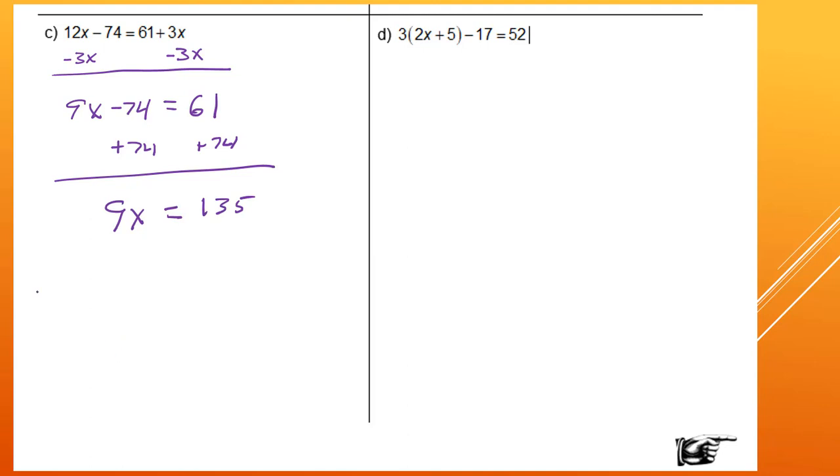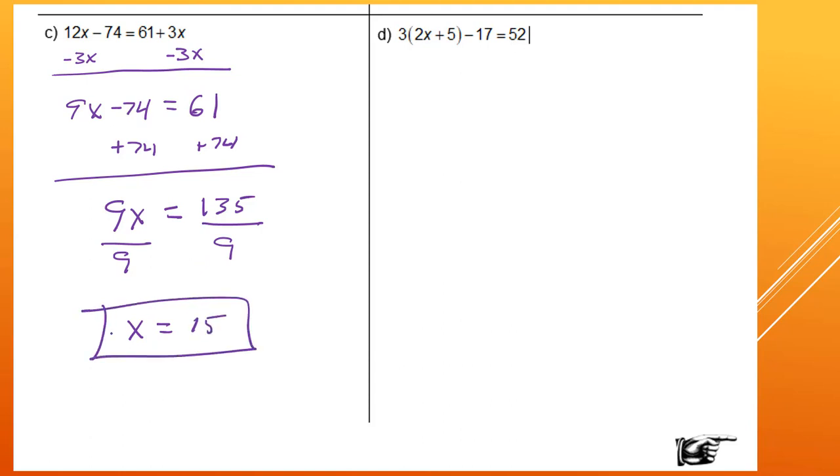All right, one step left. We're multiplying by 9. So how are we going to undo that? Just get 1x? We're going to divide by 9. And we get x equals, well, 135 divided by 9 is 15. Okay, so this one was 15.